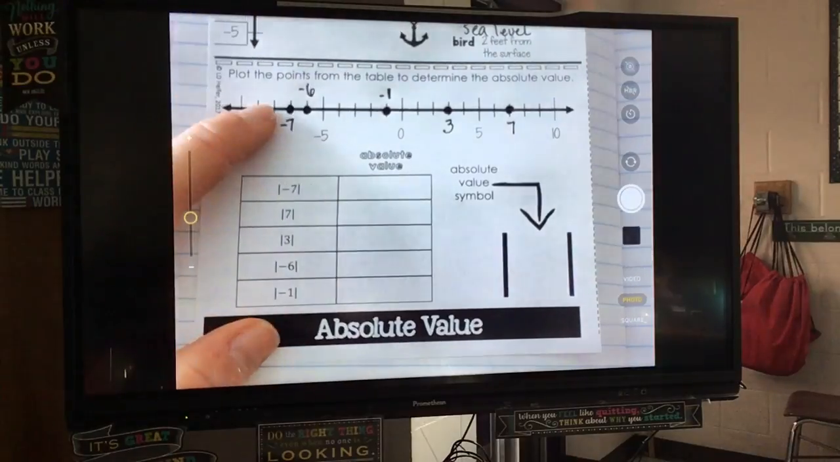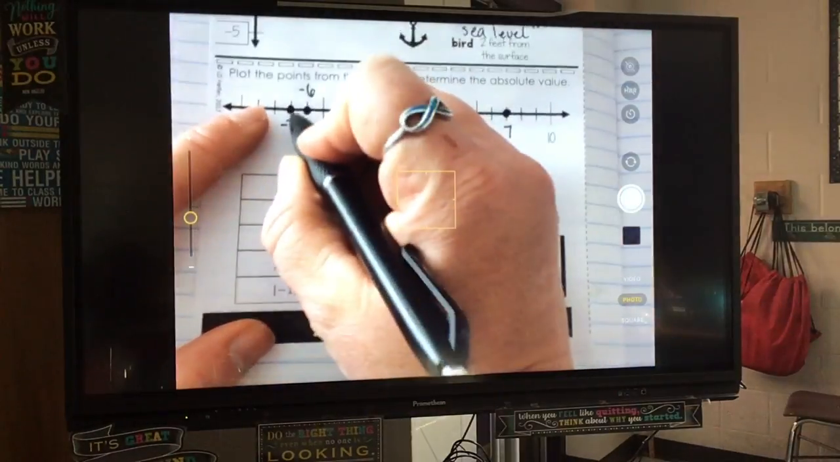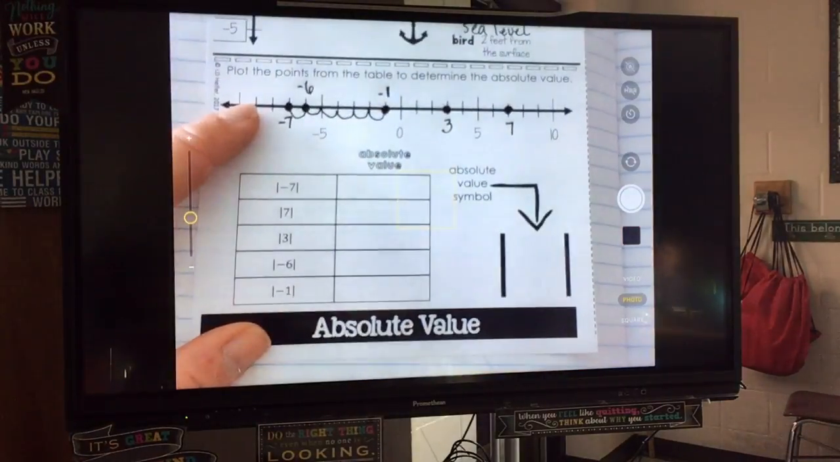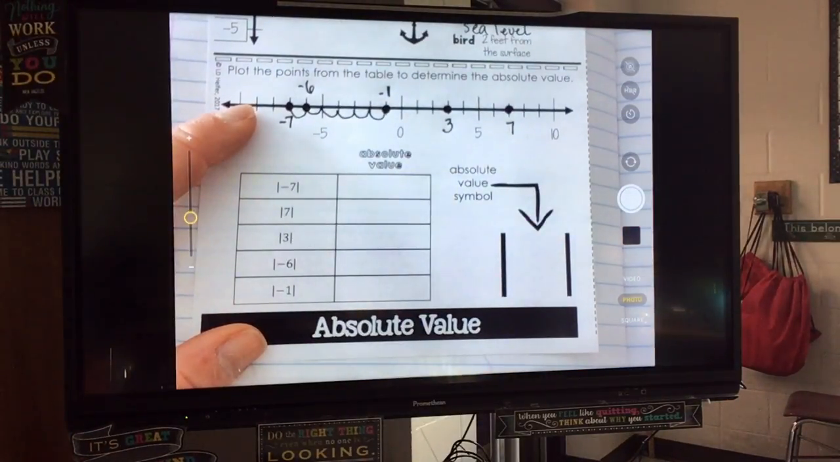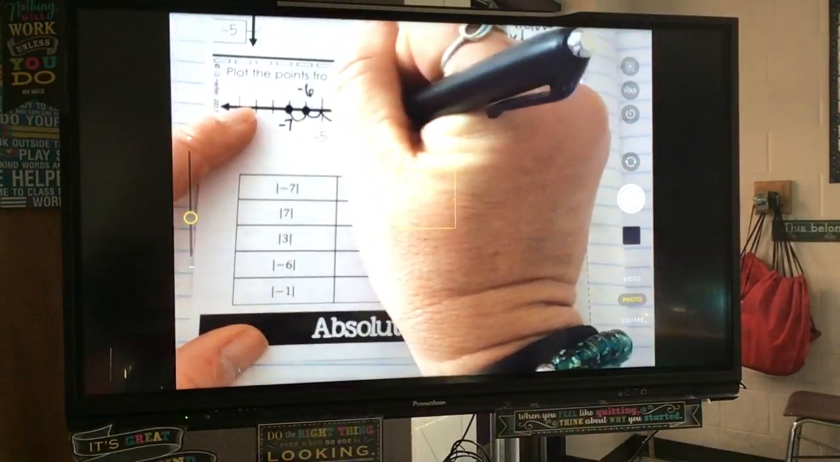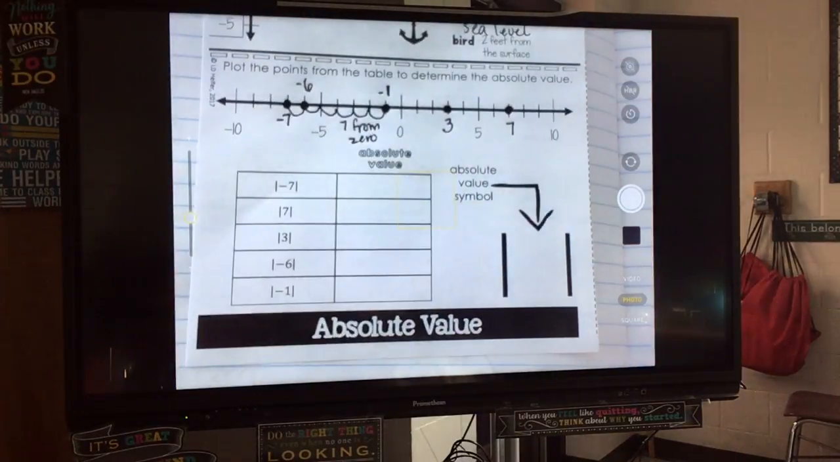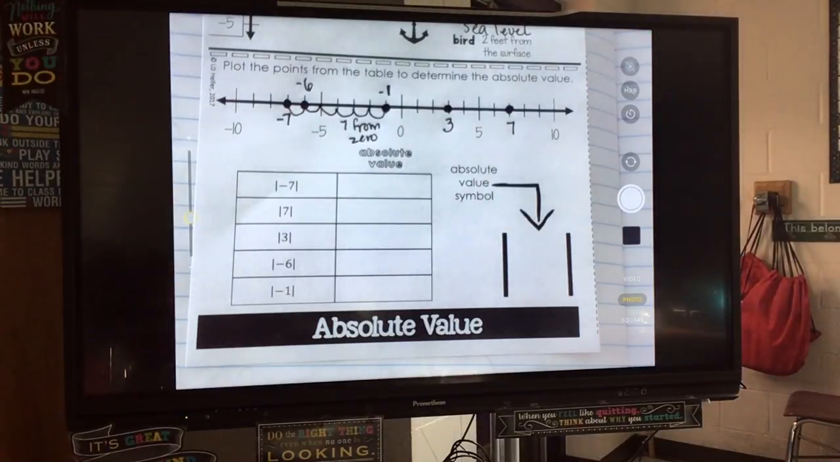So if I'm looking at 7, my distance is how much from 0? How many times did I just hop? Gabby? 7. So I'm 7 from 0. Gabby, why did you not just tell me I was negative 7 from 0? Because it's 7 jumps from 0, and just because it's a negative number doesn't mean it's negative jumps. And I'm glad that you said that, because your absolute value is either a positive number or 0. It will never be a negative number.